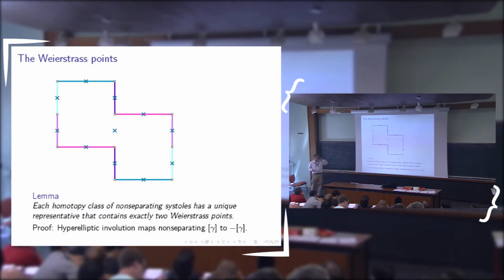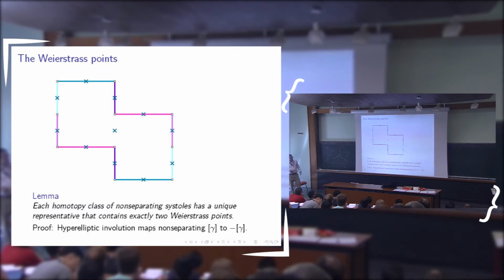That'll be one case. The other case is where the systole actually goes through the 4 pi cone points, and those 4 pi cone points are also involuted, so they both belong to that systole. Okay, so each homotopy class has a representative that contains exactly 2 Weierstrass points.